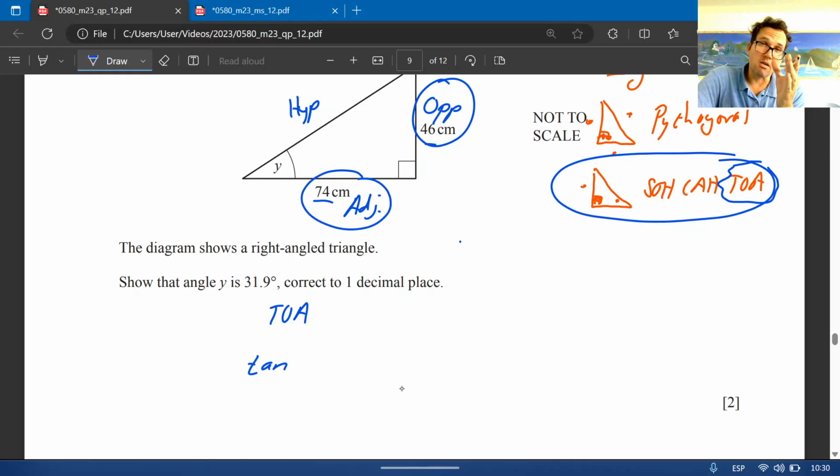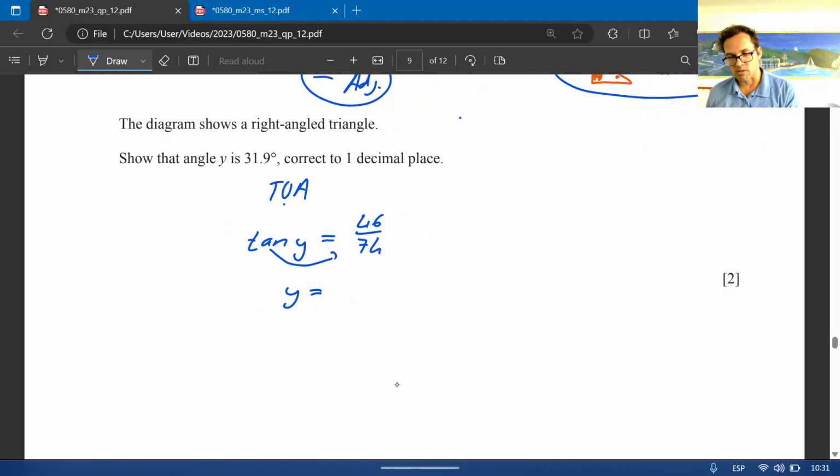Then we always put the angle, which we're not supposed to know yet, we need to show it. So the angle in this case, we're going to keep it as Y. Then we got the opposite, which is 46. That always goes on the top. So the first thing goes on the top, 46 over the adjacent 74. That's the ratio. So how are we going to work out Y?